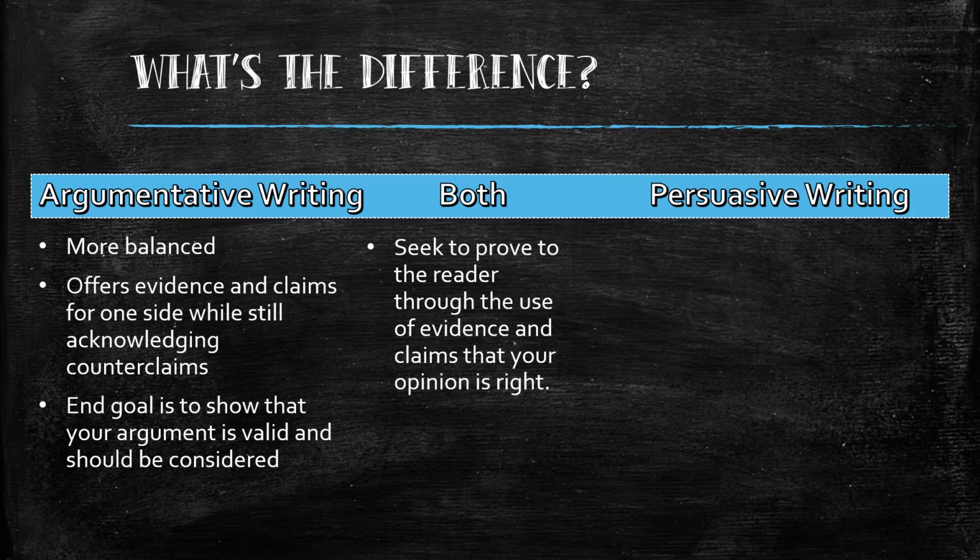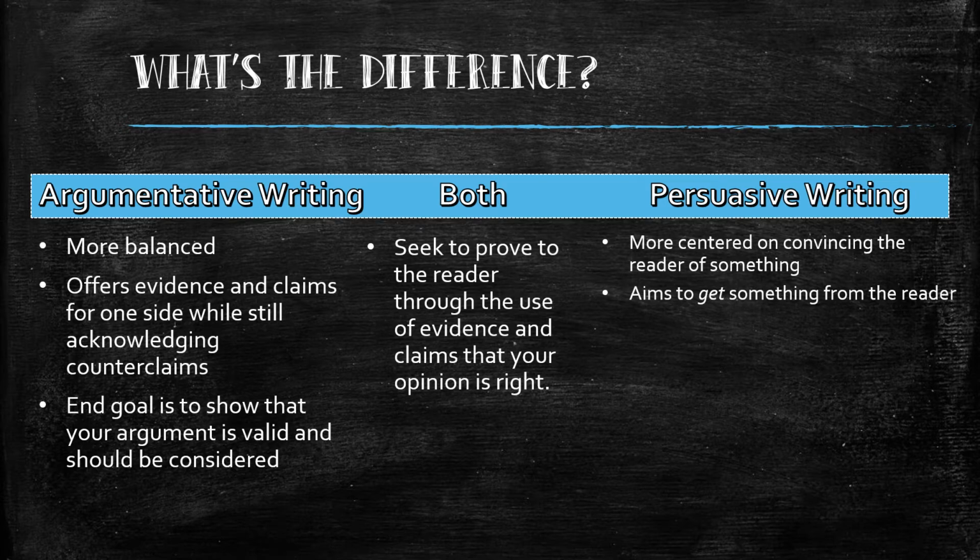Persuasive writing, on the other hand, is much more centered on convincing the reader of something, using whatever means possible. The end goal is typically to get the reader to do something, to act in some way, to believe a particular view, or to fund a certain project. In other words, persuasive writing usually aims to get something from the reader.